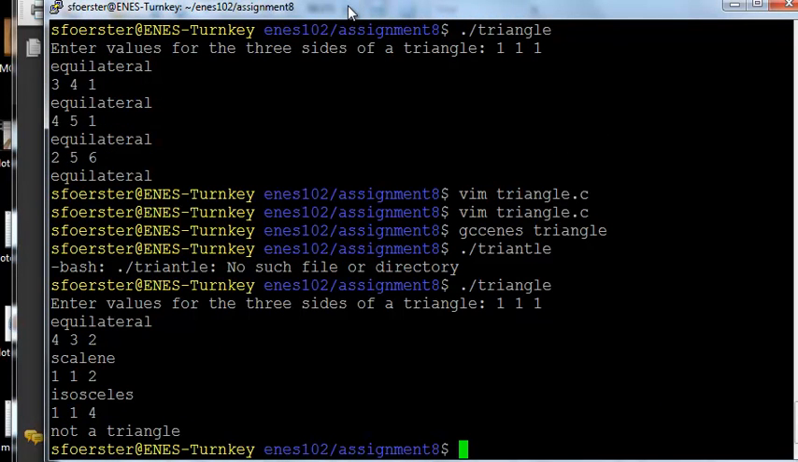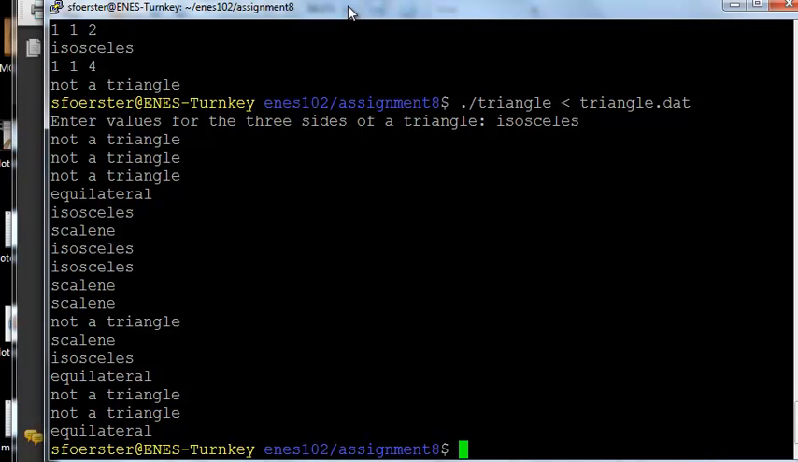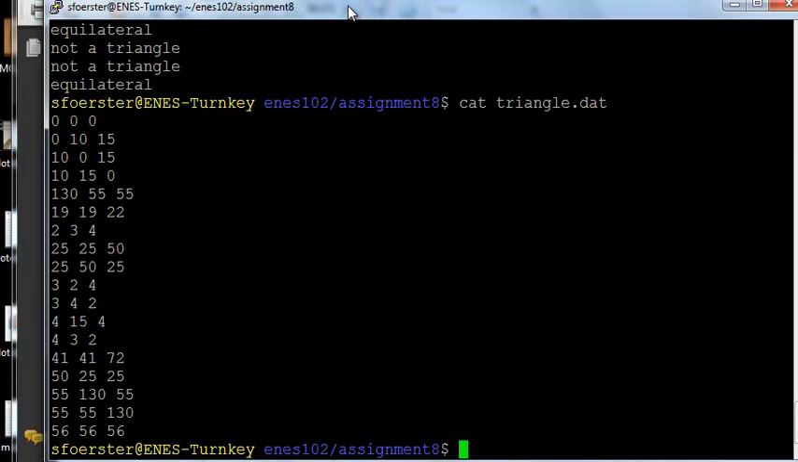Okay, you can see I've modified the program and it's running by hand. Now let's try to do the redirection. Triangle, and redirect it from that file, triangle.dat. Wow, look at that. 1, 2, 3, 4, 5, 6, 7, 8, 9, 10, 11, 12, 13, 14, 15, 16. I had like 18 lines. Cat triangle.dat. Does that look right? Yeah, it's about the same number of lines.